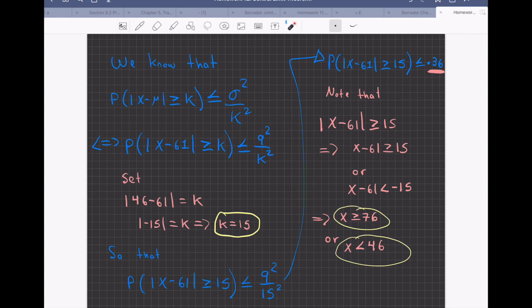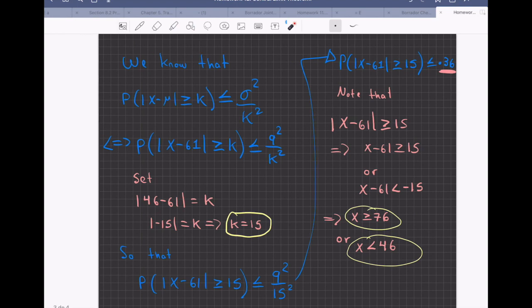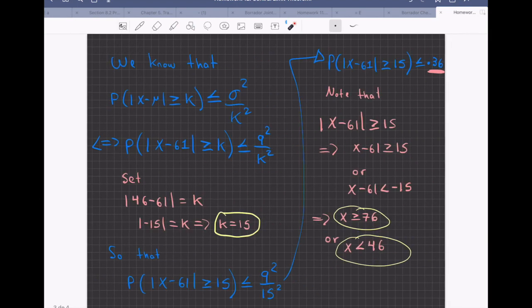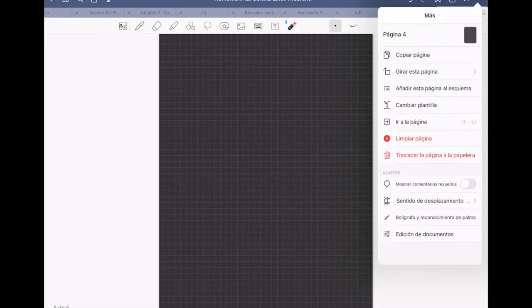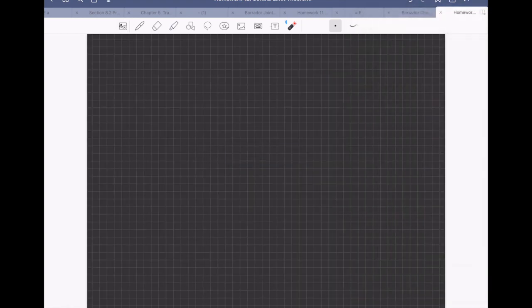And to use Chebyshev's inequality, I have to set up the probability and the inequality and find the value of k. If you had used 76 instead of 46, you can realize that the answer is going to be 15 in the end, because 76 minus 61 is the absolute value of 15, so you will have a 15 for the value of k. So the answer is this one, 0.36.